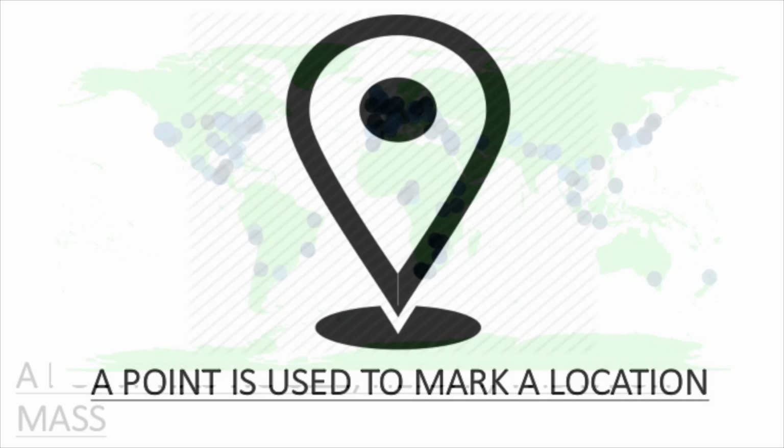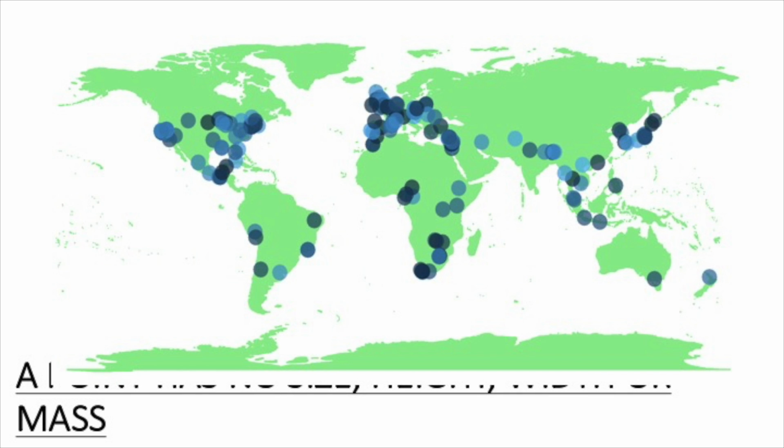A point is used to mark a location. A point has no size, no height, no width, and no mass. It's just a point that's marked on a shape or a map to tell us where something is. Now you see all these points on the world map here? They don't really exist. They're only there to tell us where certain places are.